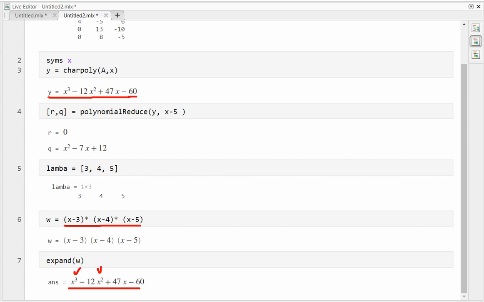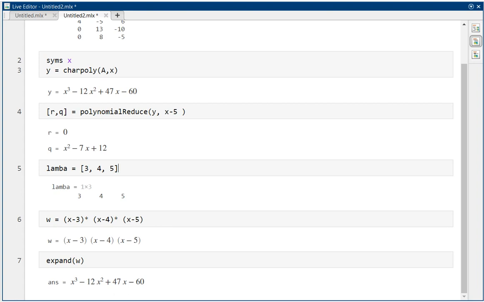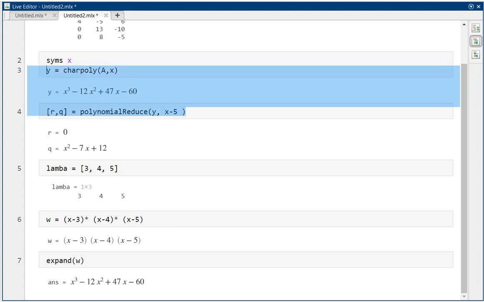X cubed minus 12x squared plus 47x minus 60. Yep, so we get a match. Okay, so what do we know? We know that we have the correct eigenvalues, so nothing else is really all that important.